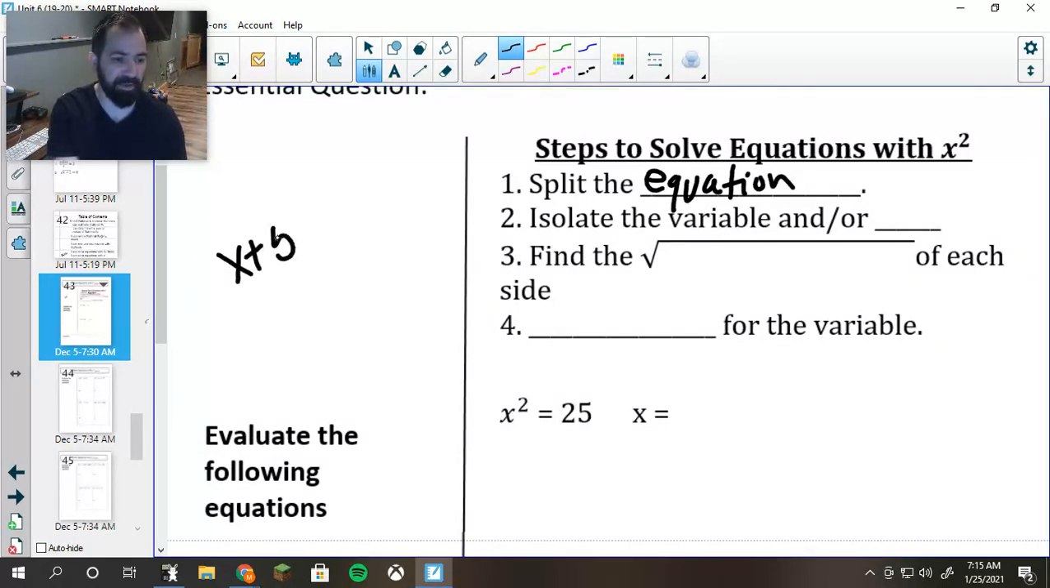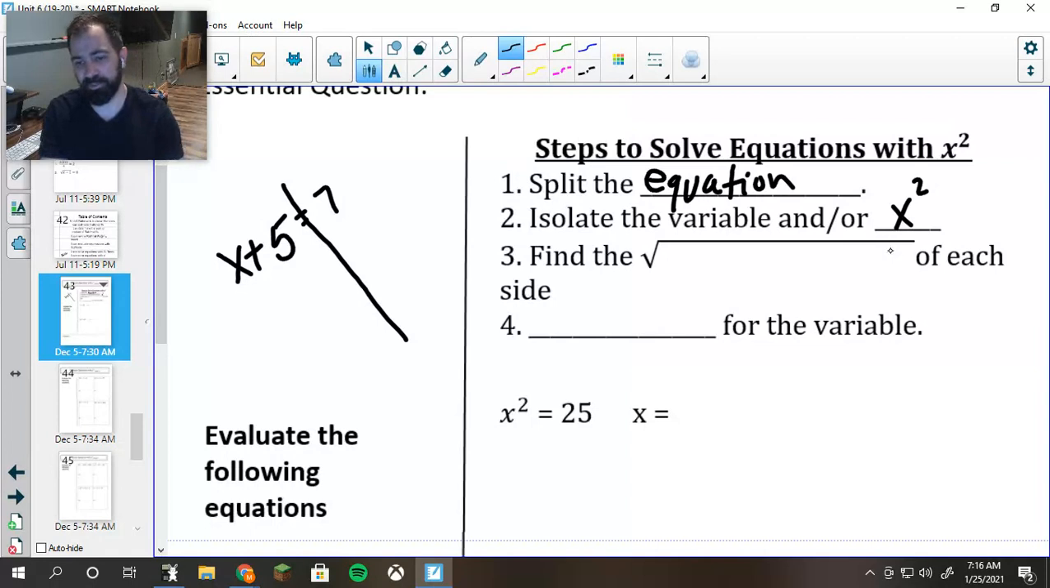Remember, that's like if I have x plus 5 equals 7, we're just going to draw that line right down the equal sign, split the equation one side and the other so that you know what side you're working on. Then you want to isolate the variable, x squared. What I want you to isolate is the exponent, the term with the exponent. In this case, most likely it's going to be an x squared. Then you're going to find the square root of each side of the equation. And then finally you're going to solve for the variable.